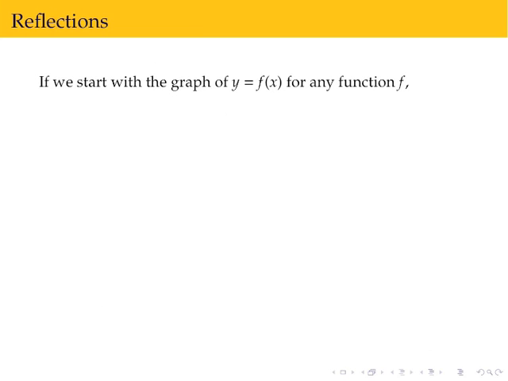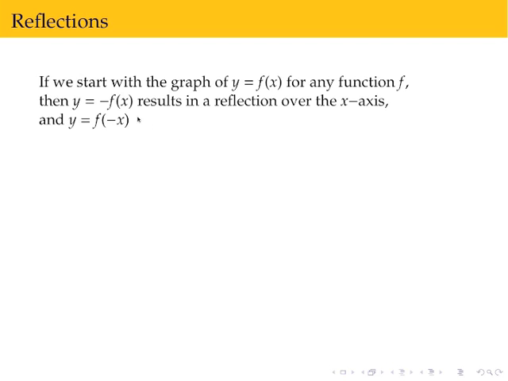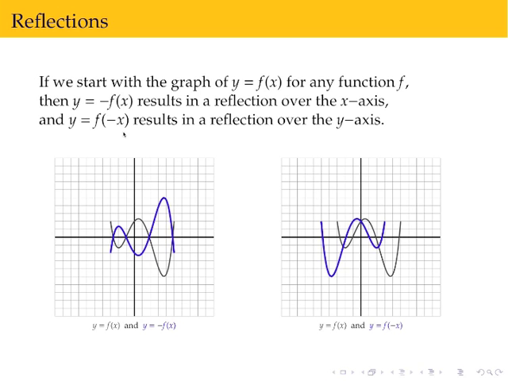The next kind of transformation I want to talk about are reflections. So again, we're going to start with the graph of y equals f of x. And then we're going to take the opposite of f of x. So negative f of x results in a reflection over the x-axis. And if we take the opposite of the input, f of negative x, that results in a reflection over the y-axis. So let's look at some pictures here to see what that means.